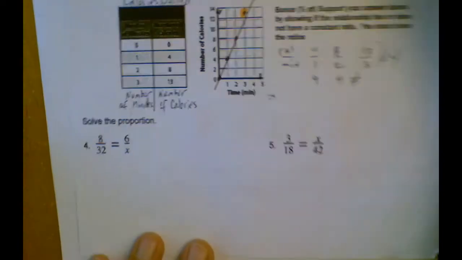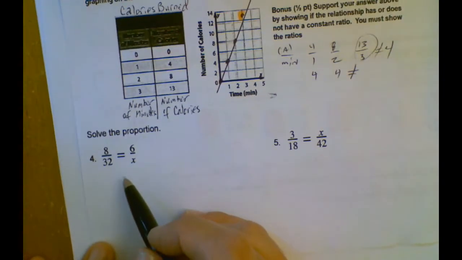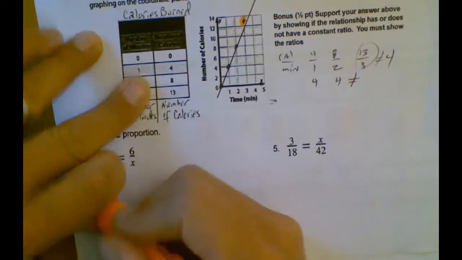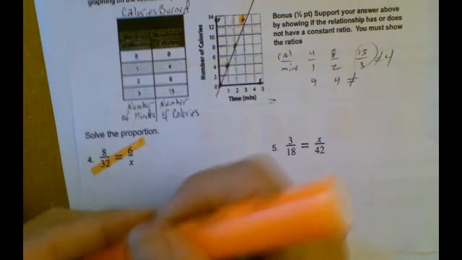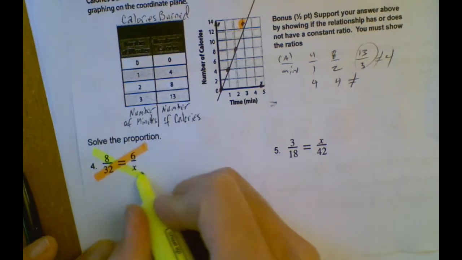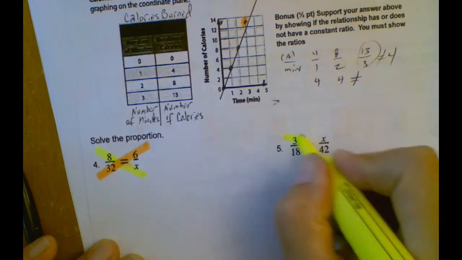Okay, one last problem here. Solve the proportion. So we did these as cross products. Remember with the cross product, what we do is we multiply those two together, and we set it equal to these two. We're starting with an equation, so we have to always keep that in mind. So I'll do this over here.